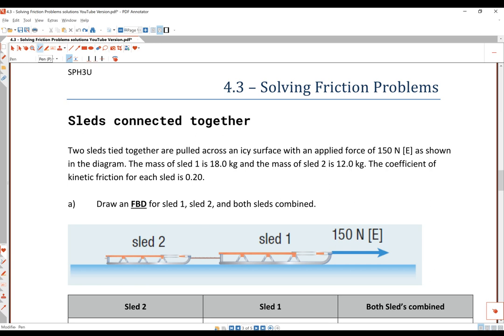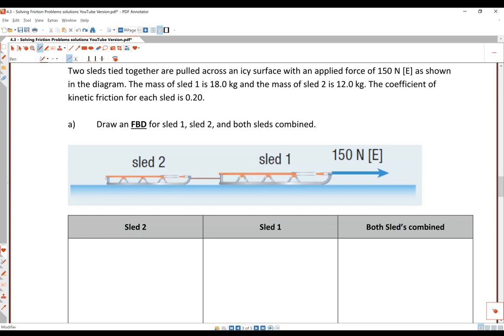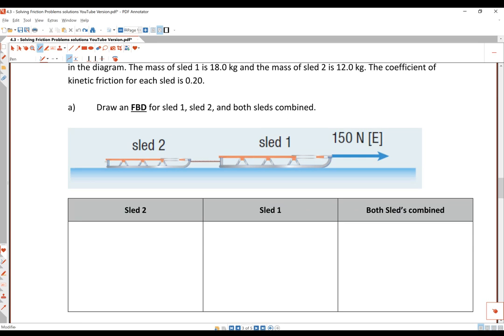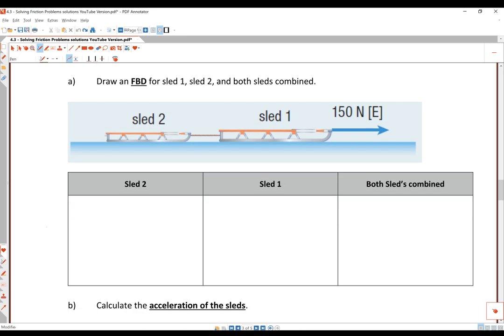All right, so this question that we're working on is objects that are connected together. In this case, we have two sleds connected together. Sled 1 is being pulled and it's connected to sled 2 via a rope, and that object is also going to be pulled. Now, when you're doing any objects that are connected together, what you want to start off with is drawing a free body diagram.